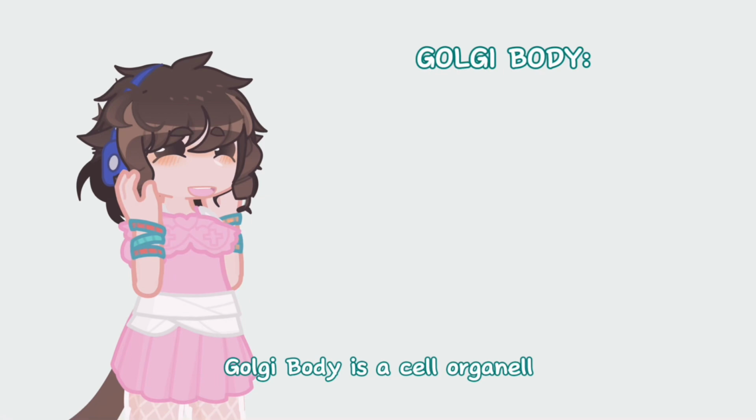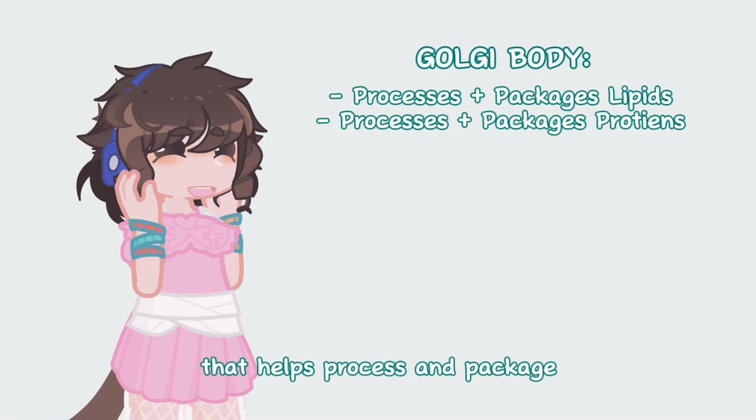Golgi body is a cell organelle that helps process and package proteins and lipid molecules. Think of it as a sort of mail system, like a mailman, someone that packages the mail for you for it to be shipped.